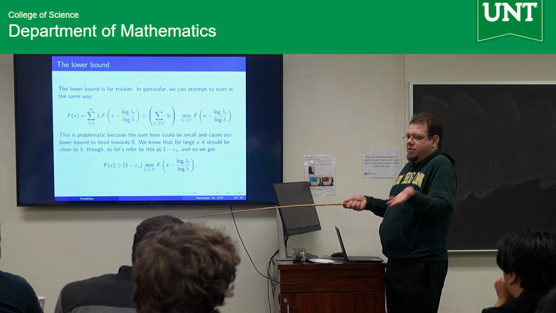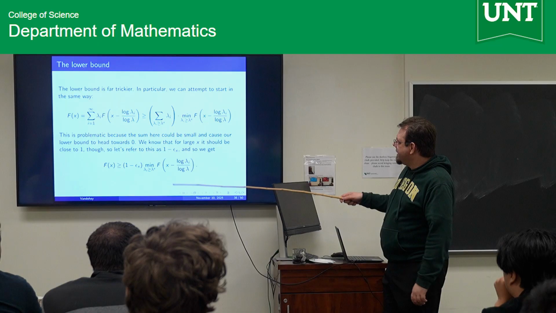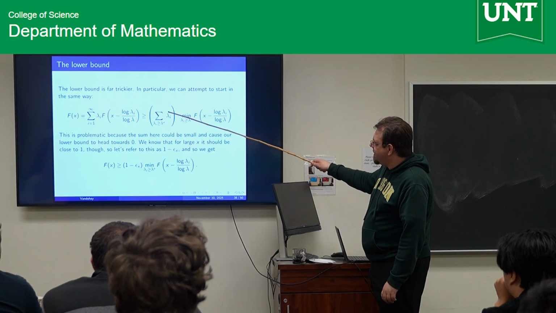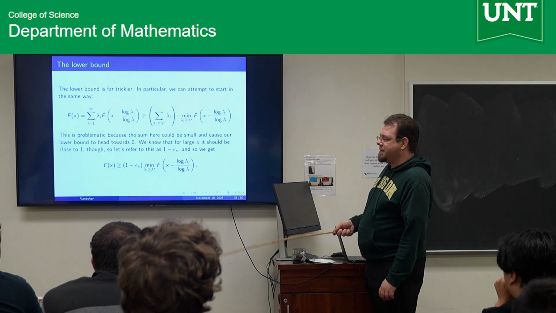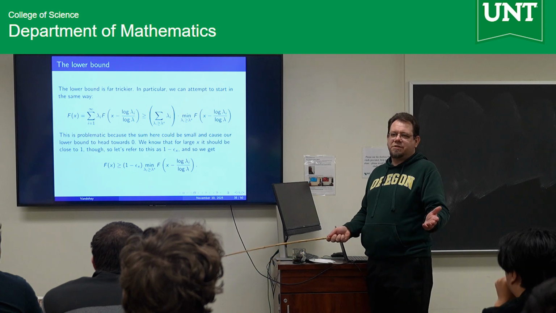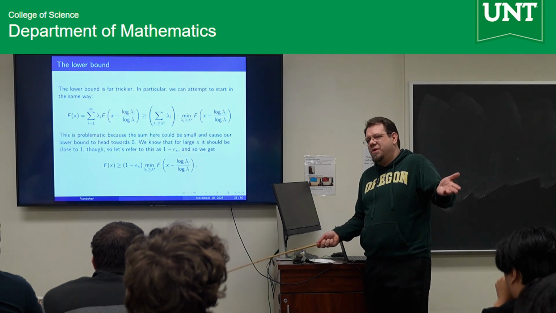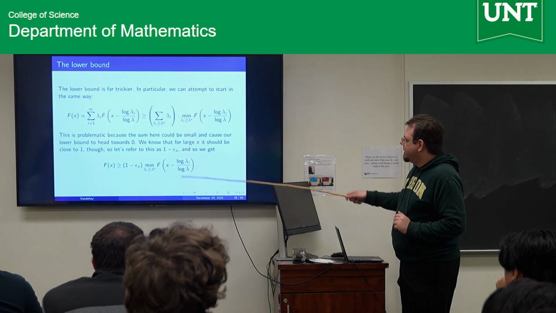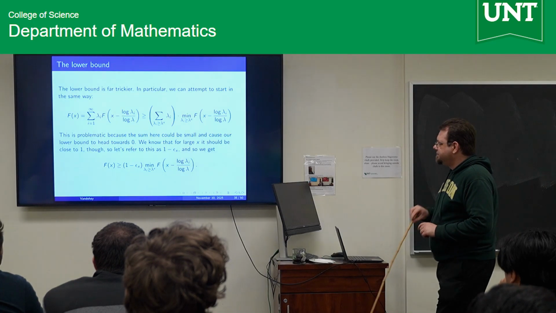Now, I don't know which one it is, but I can say, this thing here, this sum, let me call that 1 minus epsilon sub x, because I know it's going to be close to 1 because I've summed up most of my lambdas. So I get something like this.